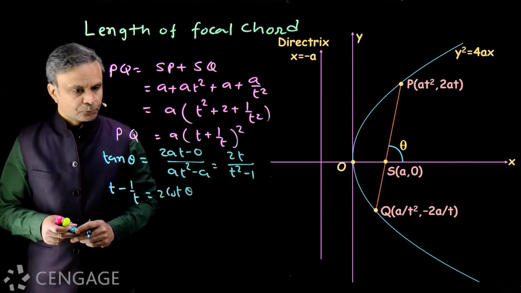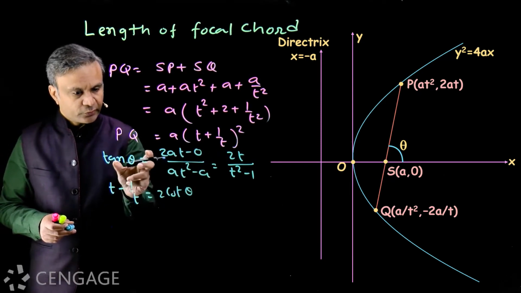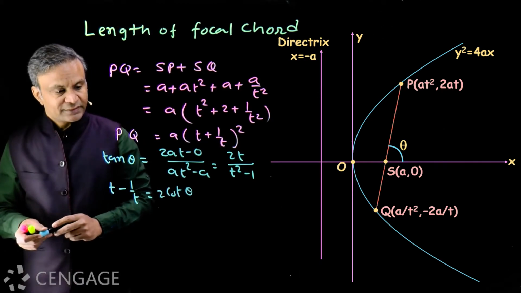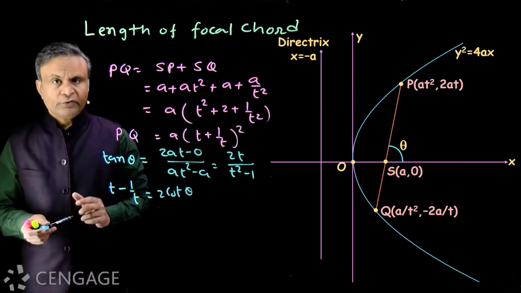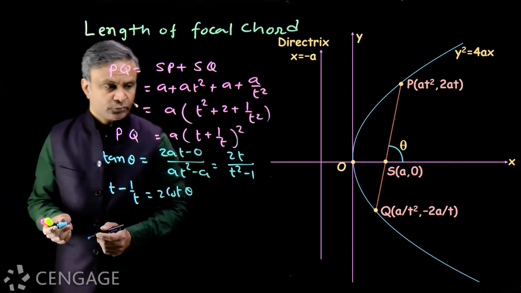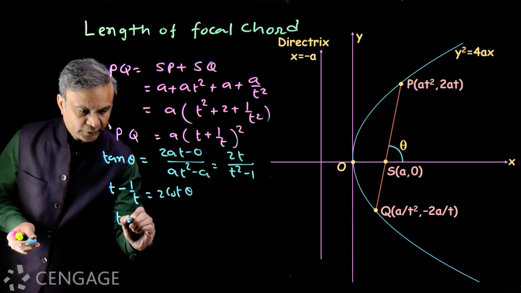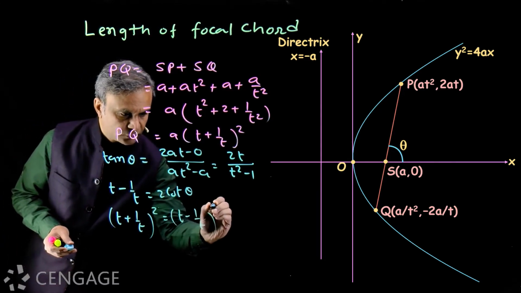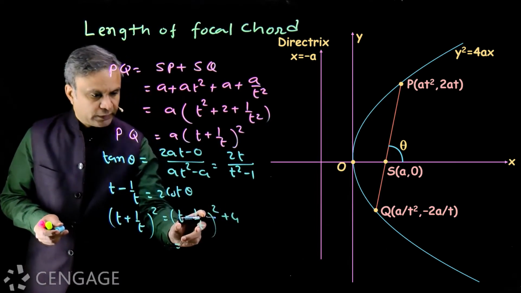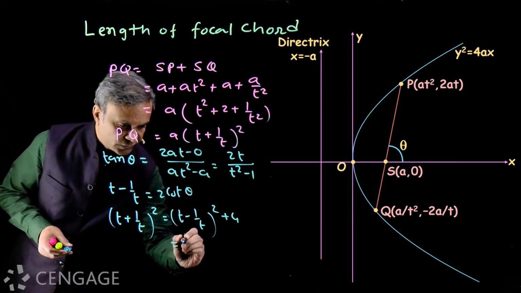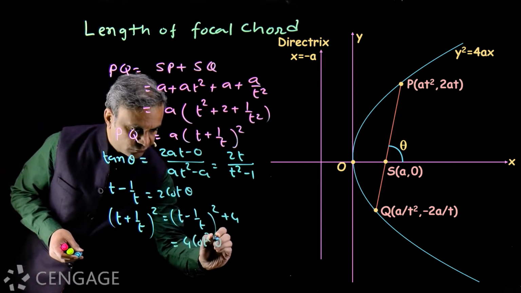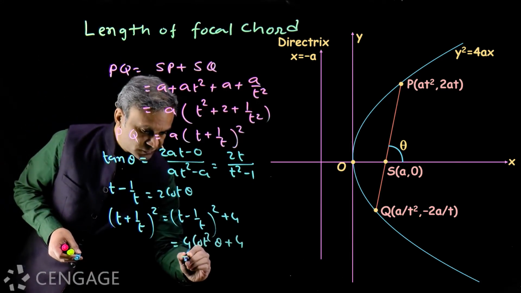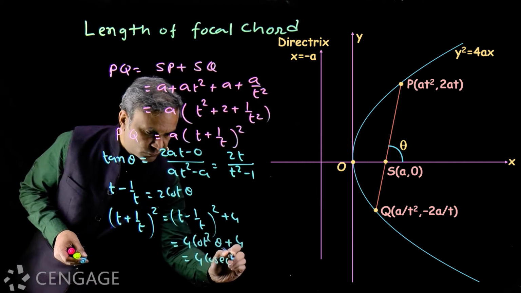चेक करो ये आएगा ना. t square minus 1 upon t को LHS में लेके आते हैं, tan theta को RHS में लेके जाते हैं. So we have t minus 1 upon t is equal to 2 cot theta. Now we can relate t minus 1 upon t and t plus 1 upon t. We have t plus 1 upon t whole square is equal to t minus 1 upon t whole square plus 4. t minus 1 upon t is 2 cot theta. So we have here 4 cot square theta plus 4. And cot square theta plus 1 is cosec square theta. So this is equal to 4 cosec square theta.